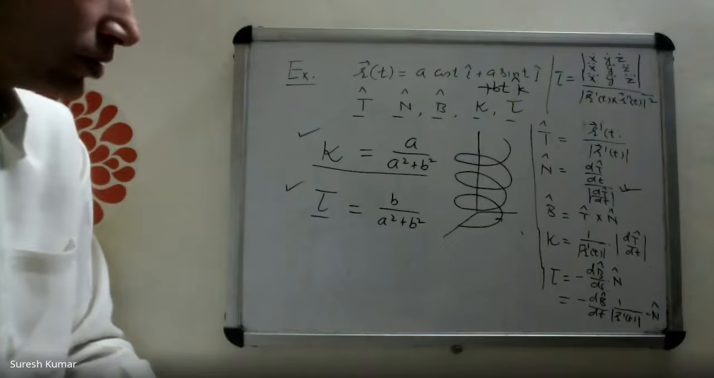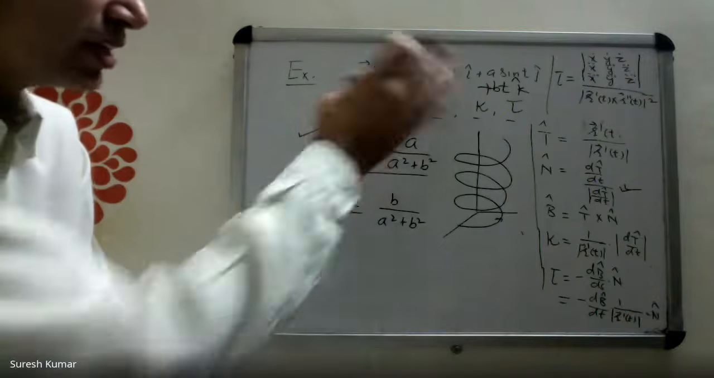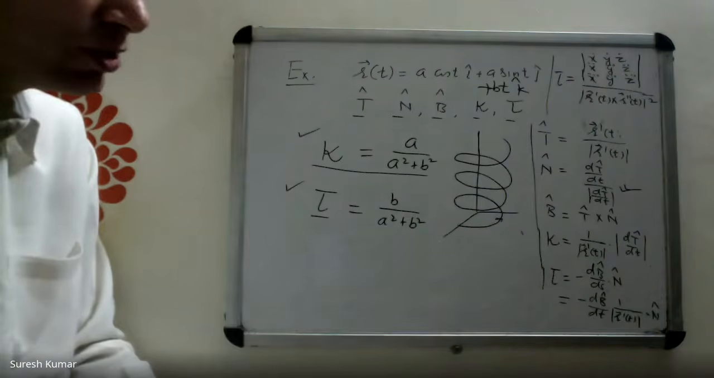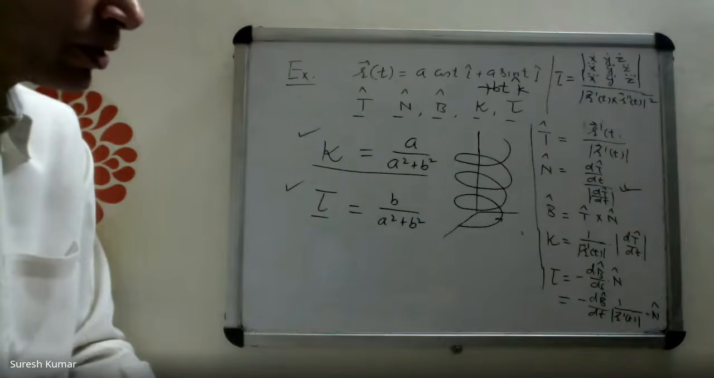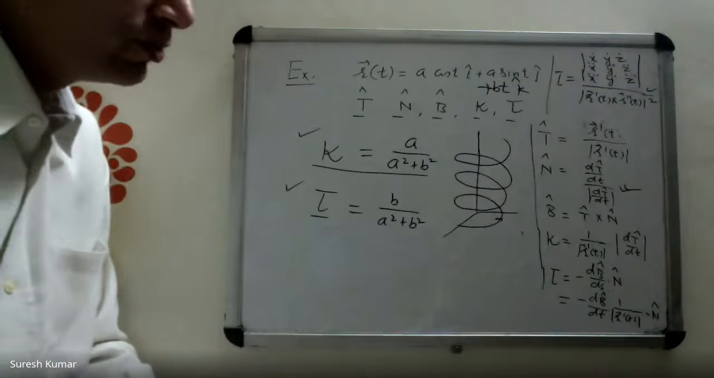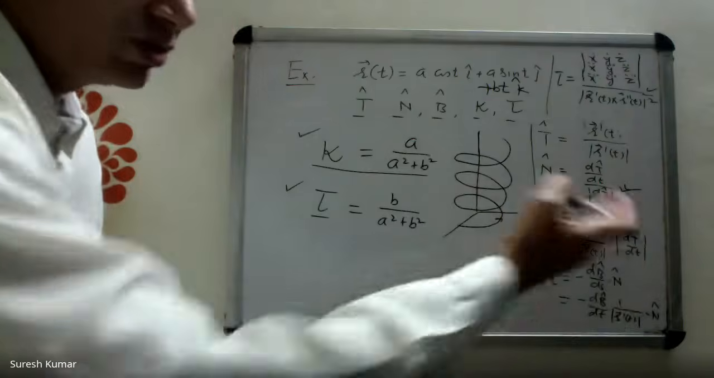Okay, fine, very good. So now you understand if any r t is given to you, you can find all these 5 quantities using these formulas. For torsion, this is the working formula that you can use directly. And for kappa, this is the formula. And you can use other formula also.